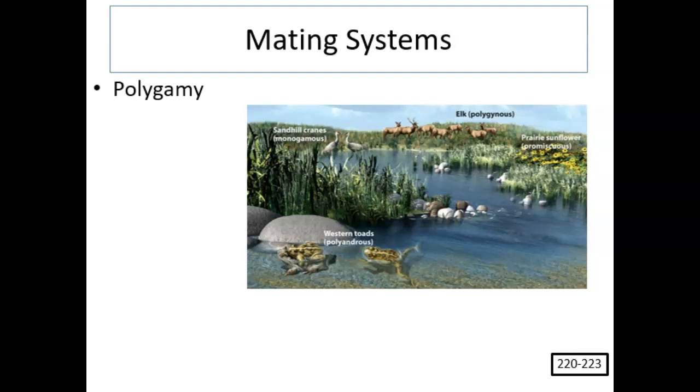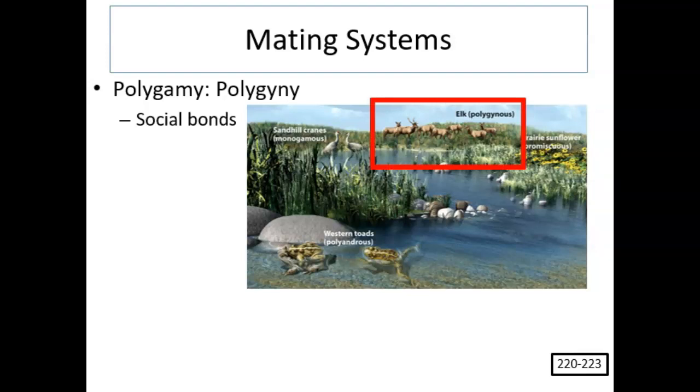Polygamy is any time that you have a single individual mating with multiple other individuals. We're going to start with polygyny. In polygyny, such as our elk example here, social bonds are formed, right? So there's some choosing going on. There's some connection being made between the individuals that are going to be the parents. In polygyny, that social connection occurs between one male and more than one female.